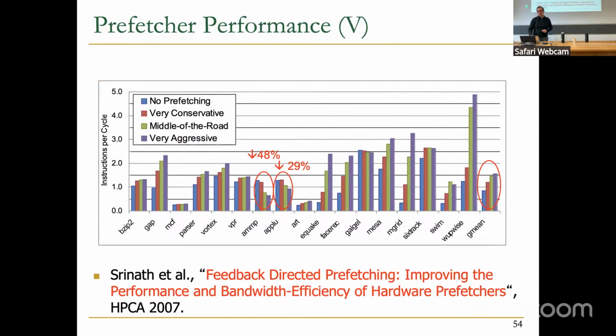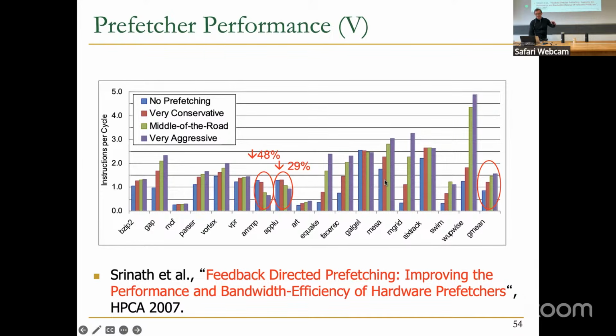So in this work, we wanted to decide the aggressiveness of the prefetcher dynamically, as opposed to setting the prefetcher to have a fixed prefetch distance and fixed prefetch degree. We wanted to dynamically change the prefetch distance and degree across different levels. So let's first take a look at what happens to different programs if you do no prefetching, which is the baseline, 1.0 in terms of instructions per cycle. These are single core results. Or do very conservative prefetching, or middle of the road prefetching, or very aggressive prefetching. You can see that on average, this is the geometric mean of IPCs.